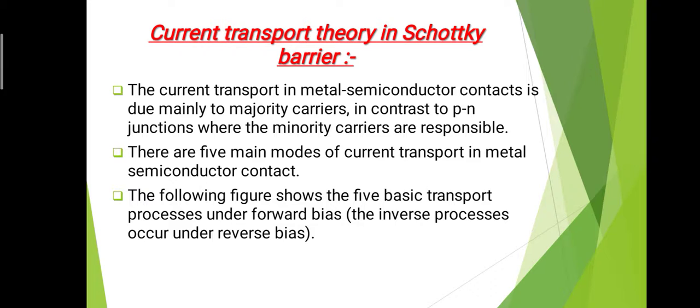There are 5 main modes of the current transport in a metal semiconductor contact. Now there are different ways to flow the current in a metal semiconductor contact. In general there are 5 ways. The following figure shows the 5 basic transport processes under forward bias. In brackets, the inverse process occurs under reverse bias. Already we have seen how the Schottky diode behaves in reverse and forward bias. The following figure shows all these phenomena in only forward bias, and in a reverse bias all the opposite happens.